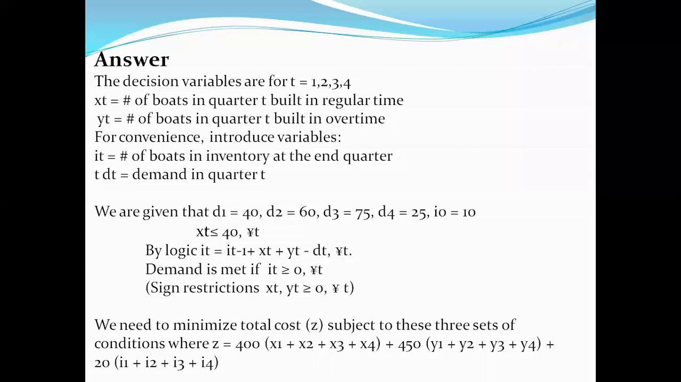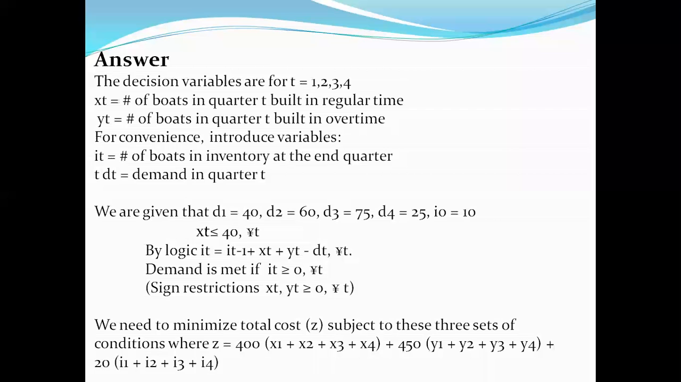So moving on with similar considerations. First one is decision variables. Let the time periods be 1, 2, 3, 4. So time periods t equals 1, 2, 3, 4, and let xt be the unknown number of boats built in a quarter t in regular time. Regular time has been given as 3 months.